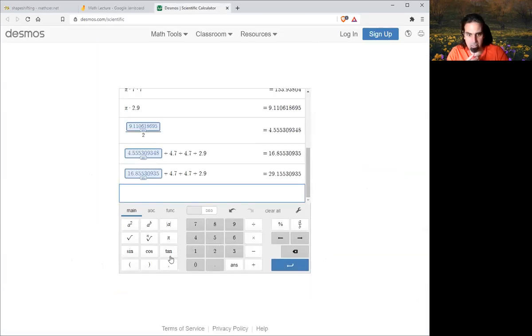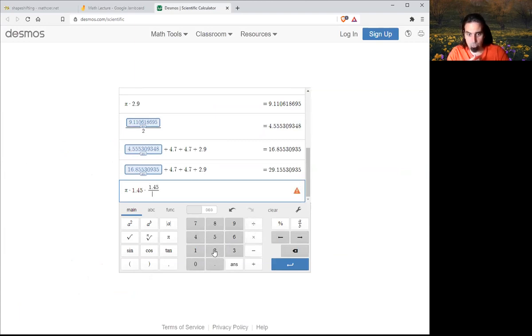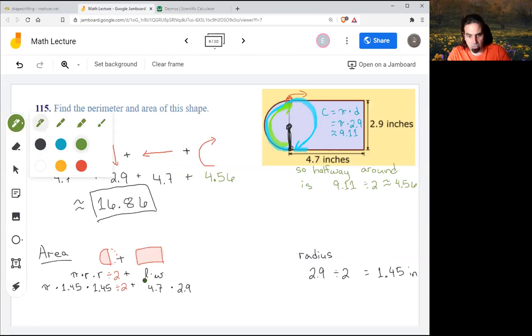So pi times 1.45 times 1.45 divided by 2. It doesn't actually matter that it's putting it like a fraction, so that's fine. Plus 4.7 times 2.9. Now, do I need parentheses to separate these two things? No. None of our formulas ever involve adding outside of parentheses.